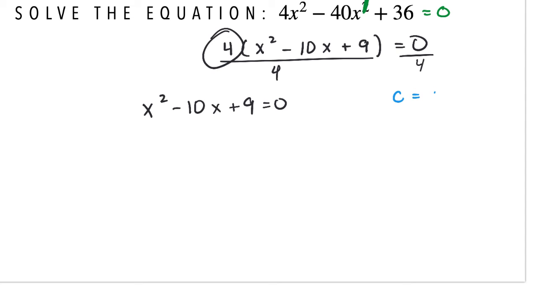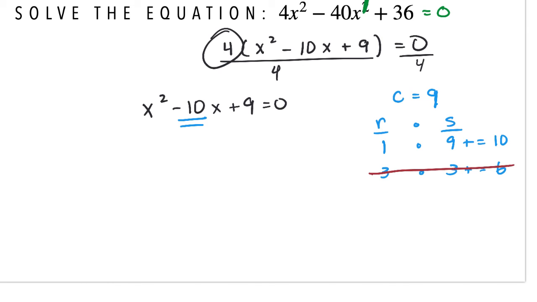We're going to just factor this. C equals 9. We're looking for a negative 10 in the middle when we add these, so it could be 1 and 9 or 3 and 3. If I add 1 and 9, I get a 10. If I add 3 and 3, I get a 6. So we don't want this one.